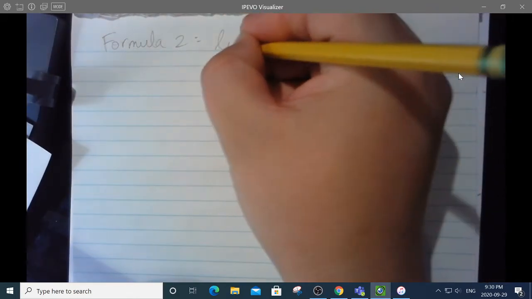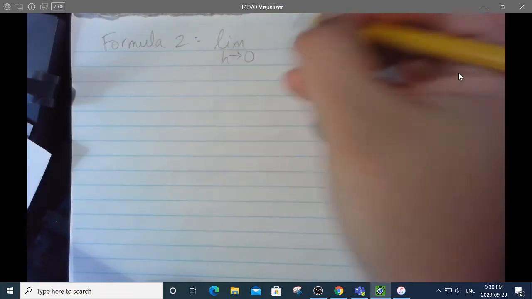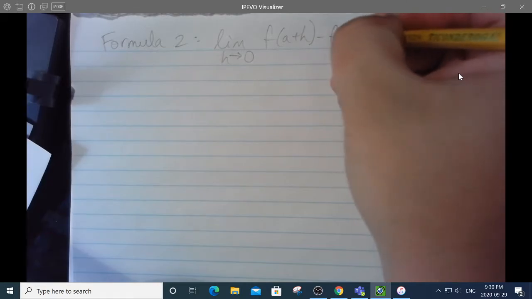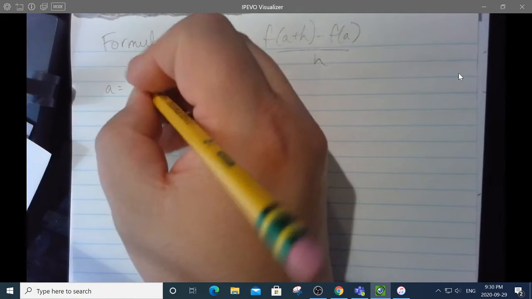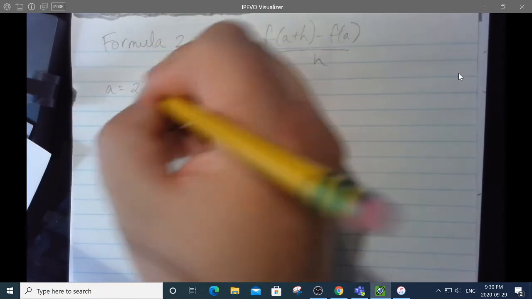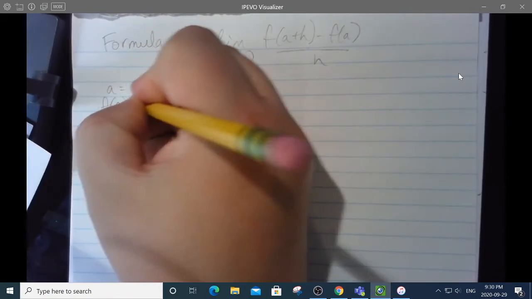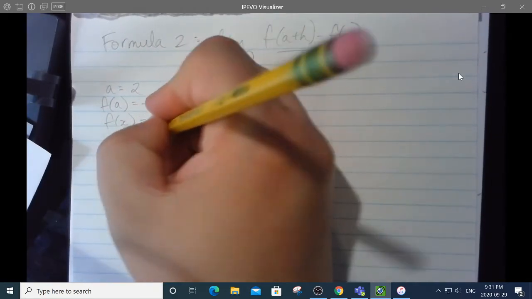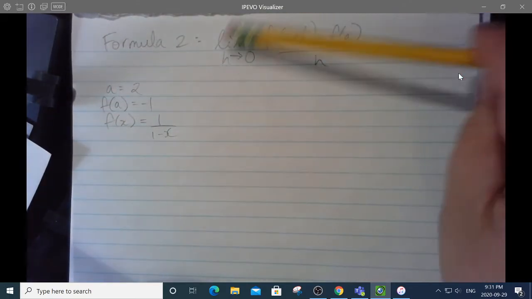Notice I'm using lined paper for this one because this one's kind of complicated. So now using formula 2. And formula 2 is, of course, the limit as h approaches 0 of f of a plus h minus f of a all over h. And just to summarize my information again, a is actually 2, f of a is -1, and of course f of x itself is 1 over 1 minus x. So that's all the information I need to make that formula happen.